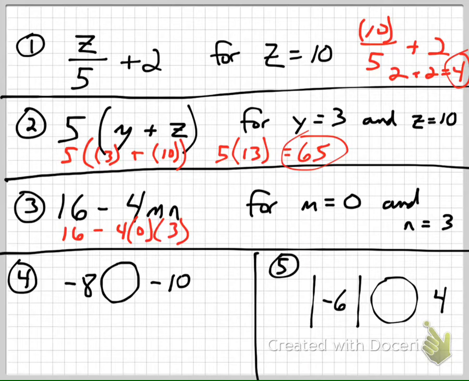Do I go 16 minus 4? Why not? Sheena, do I do 16 minus 4 next? Why not? Right, because there's multiplication, right? You always consult the order of operations. Parentheses, no. Exponents, no. Multiply or divide, yes. What is 4 times 0? 0. What is 0 times 3? 0. So it actually comes out to 16 minus 0, which is 16. The answer to number 3 is 16.